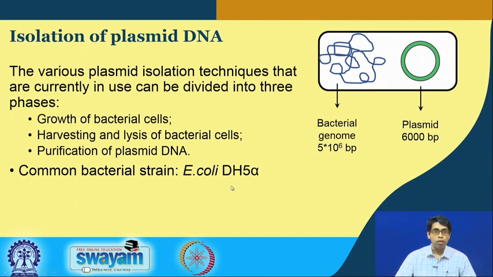coli strain called DH5 alpha. We choose this strain for the extraction of plasmid DNA because this strain can maintain a high copy number of plasmids. Okay. So, the genomic DNA will have only one copy, but the plasmid DNA can have 50 or even 100 different copies in the same bacterial cell, which results in a very high yield of the plasmid DNA that you will recover from your purification step.